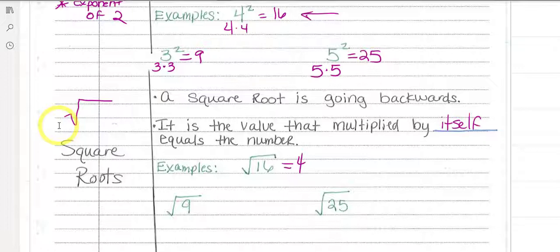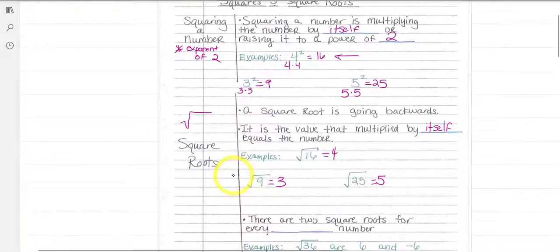And again, just like our second example up top, 3 squared equaled 9. So if you ask yourself, what is the square root of 9? You're going to think of what number times itself will equal 9, and that's going to be 3. And the square root of 25, well, we know 5 times 5 is equal to 25. So the square root of 25 is 5. So squaring the number and finding the square root are just inverse operations.